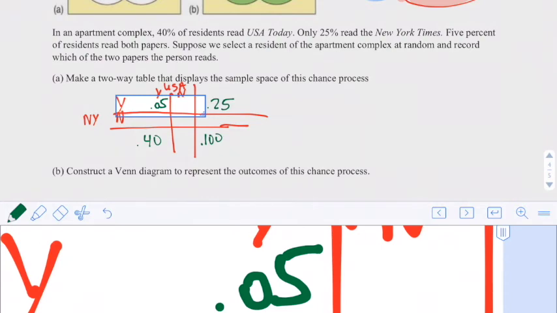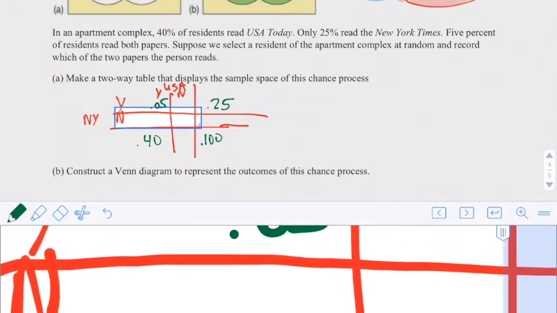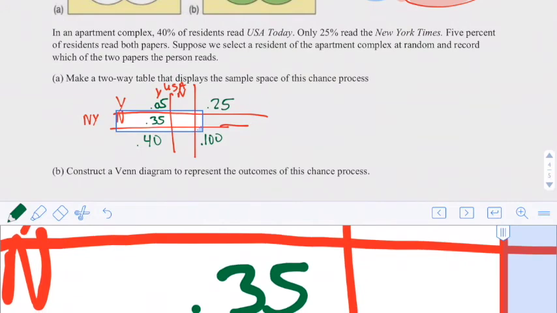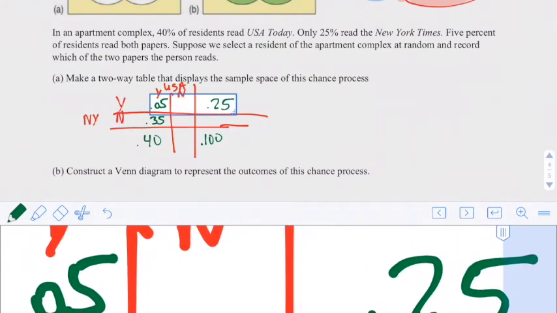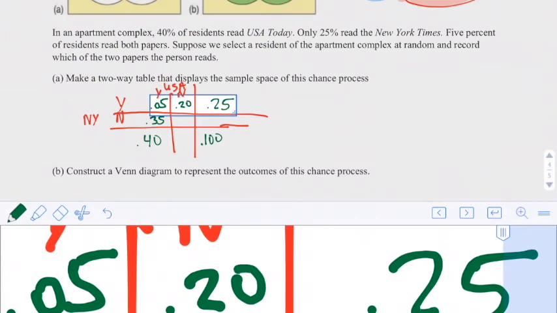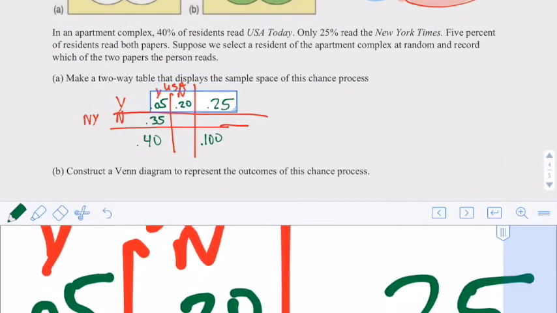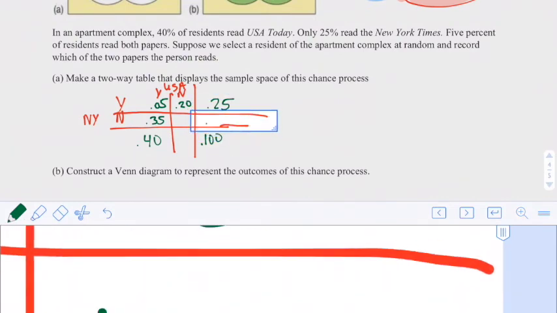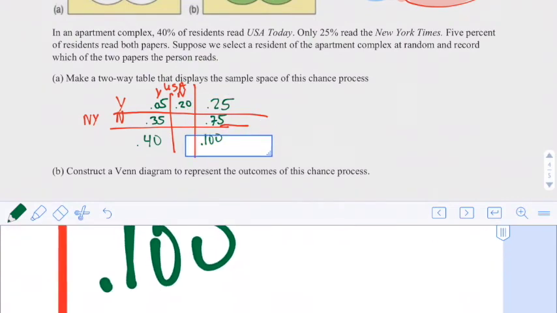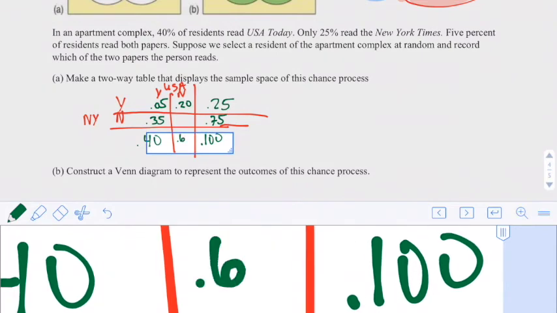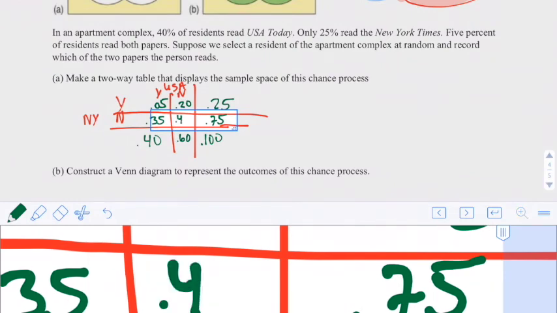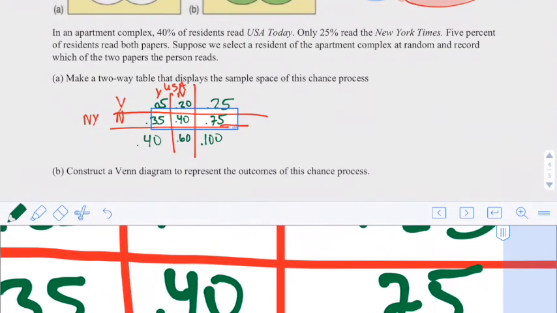From here, I can get the whole rest of this chart. So 5% read both, then that means only 0.35 reads USA Today, but not New York Times. And then this way, I could say 0.2 or 0.20 read New York Times, but not USA Today. Then I know that 0.25 plus 0.75 adds up to 100%, and 0.4 and 0.6 add up to 100%. So that means that this is 40% of people do not read either.